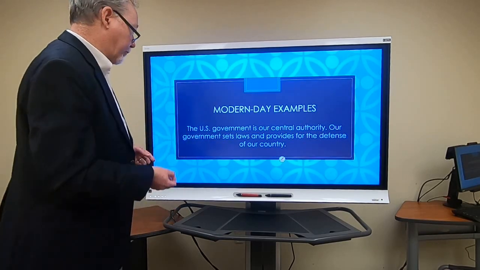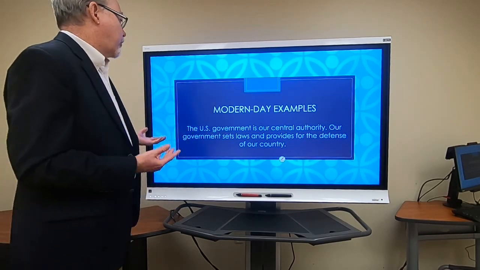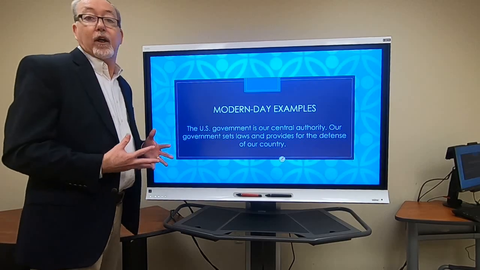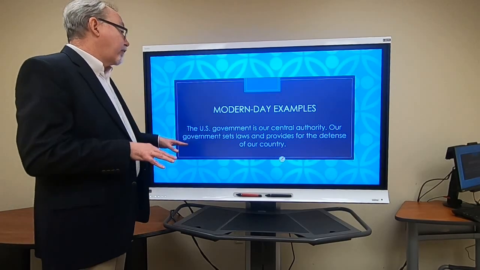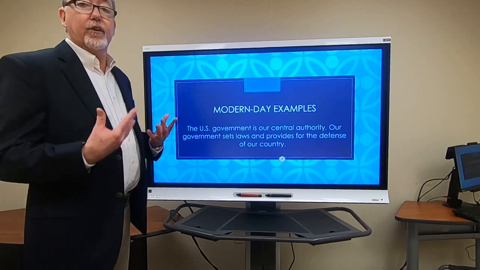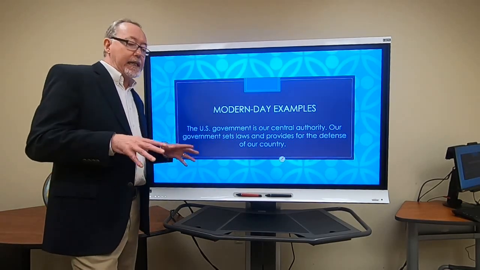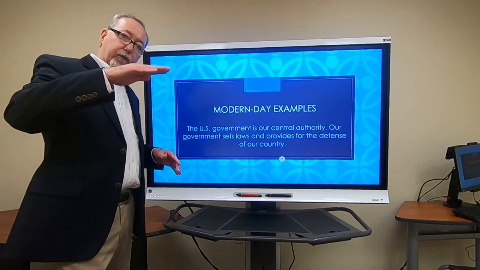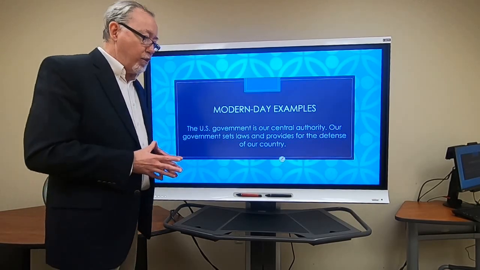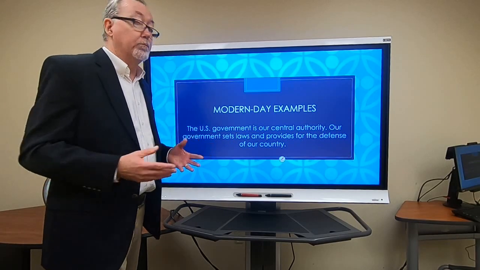Here's our modern day examples for centralized government. Let's talk about it. The U.S. government is going to be our central authority. Our government sets the laws and provides for the defense of our country. Now, let me ask you this. In the United States of America, we have different levels of government. Can you think of, I don't know, more than one?